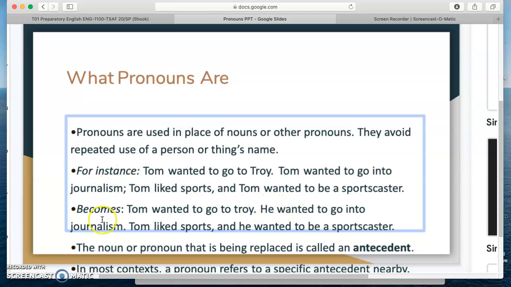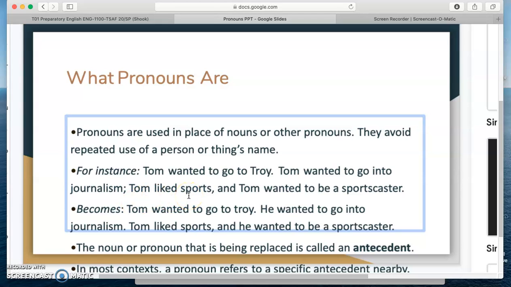He wanted to go into journalism. He wanted to be a sportscaster. You could even say he liked sports. You don't have to do one and then the other and then one and the other all of the time. I just did it for the sake of the example to show that that is an option that you have, but you could write Tom wanted to go to Troy, he wanted to go into journalism, he liked sports, and he wanted to be a sportscaster. By all means, you have that liberty as well, but it's nice to have a little bit of variety sometimes.